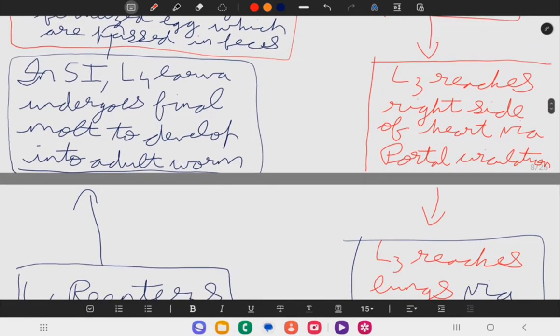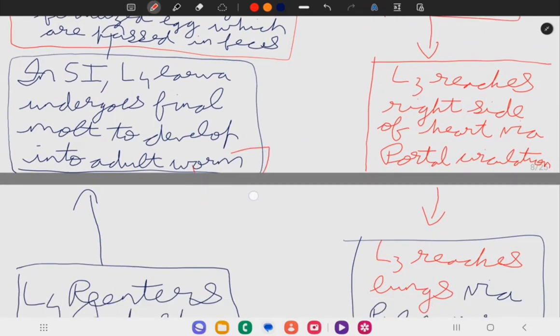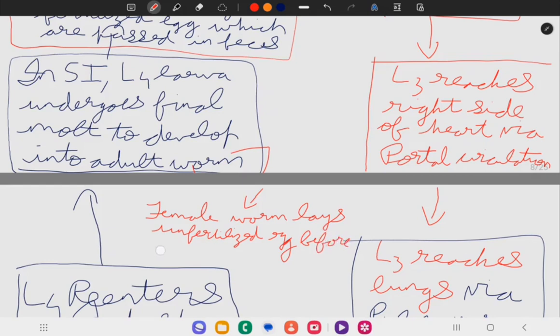Sometimes the female worm lays unfertilized eggs before mating, sorry guys, which are passed in feces, and these are not infective.